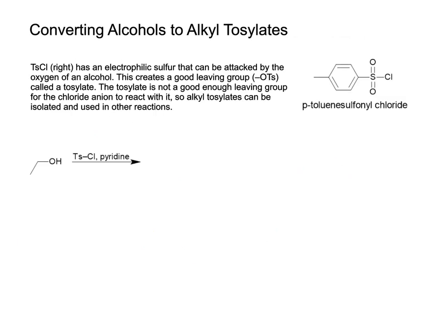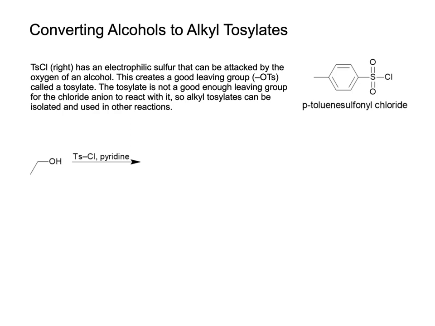The next reaction that we're going to learn is how to convert an alcohol to an alkyl tosylate. TSCl, shown on the right, has an electrophilic sulfur that can be attacked by the oxygen of an alcohol. This will turn the alcohol into a good leaving group, OTS, called a tosylate. The tosylate is not a good enough leaving group for the chloride anion to react with it, so alkyl tosylates can be isolated and used in other reactions.